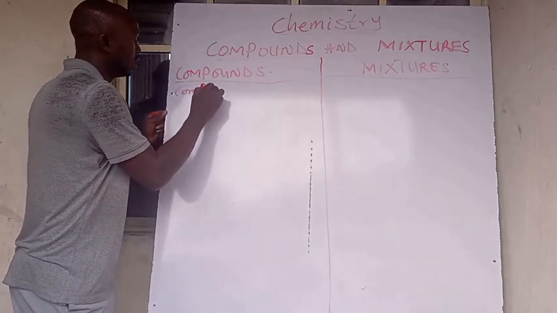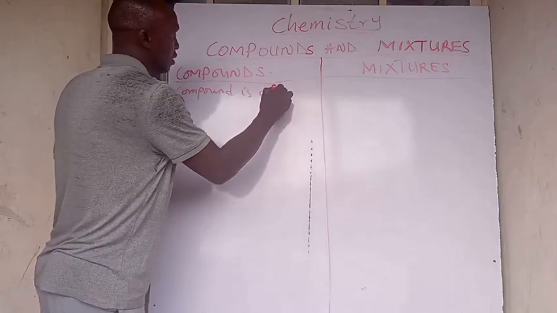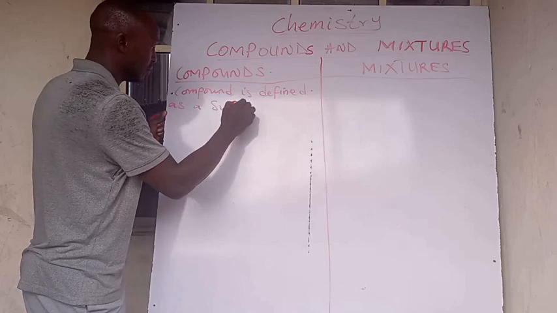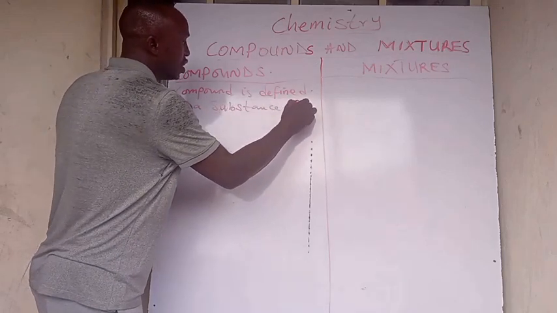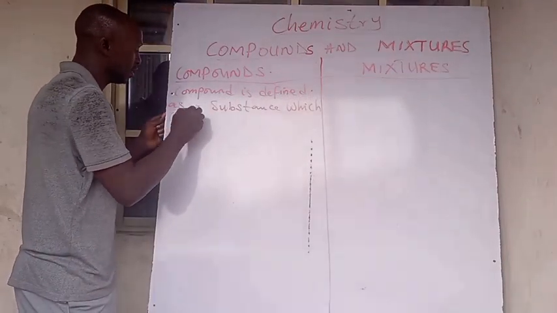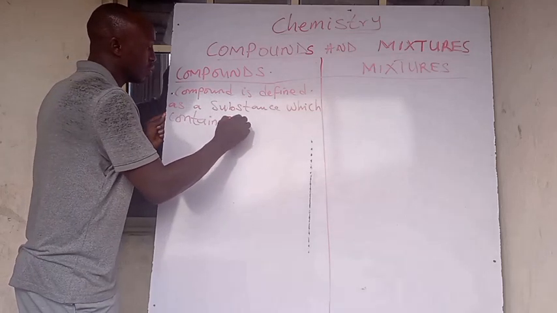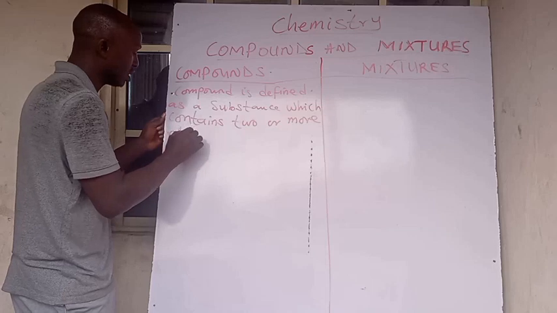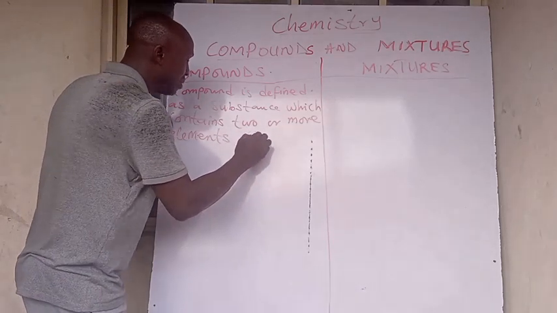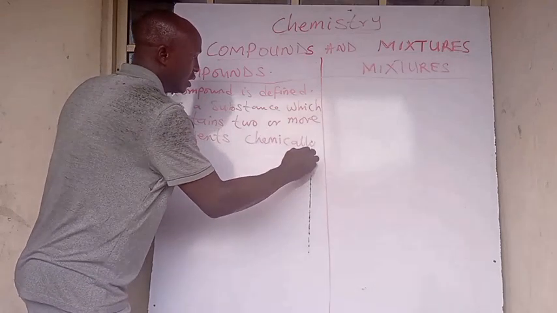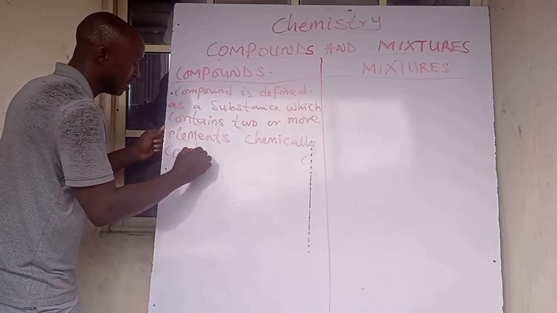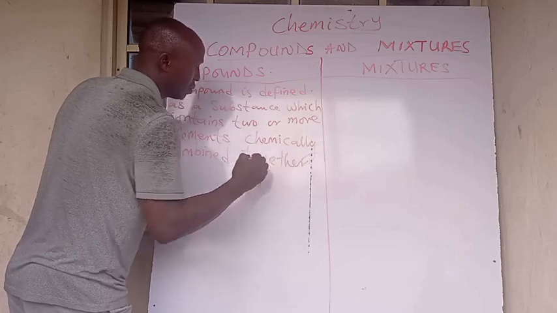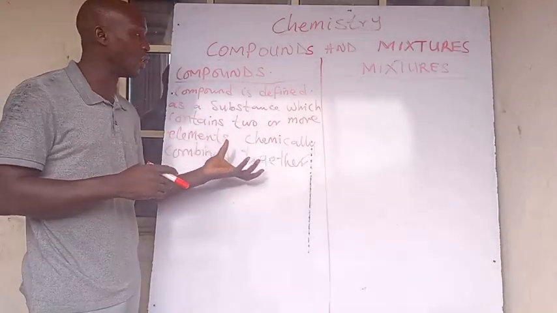A compound is defined as a substance which contains two or more elements chemically combined together. This is the definition for compound.